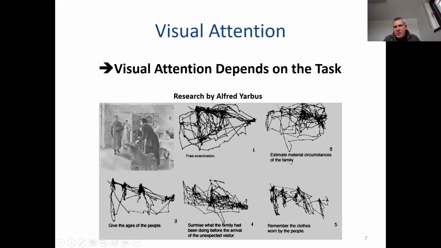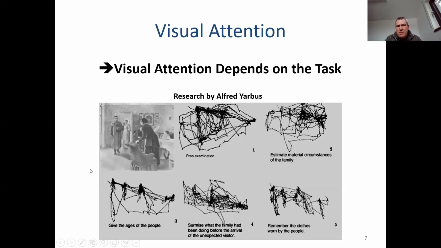But if you give them concrete tasks like estimate the material circumstances of the family, you see that the visual attention behavior looks different than in scenario number 1. The best case you can see in scenario number 3: if I ask you to give the ages of the people, you typically look at the faces of the people and how tall the people are to judge how old they are. You see that in the visual attention behavior. So again, the visual attention behavior depends on the task.